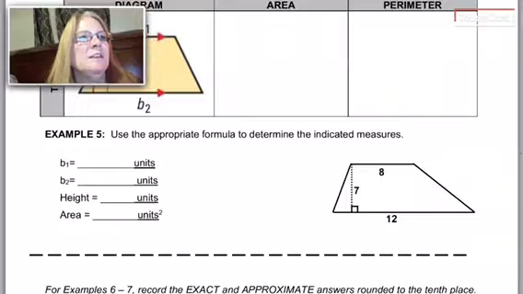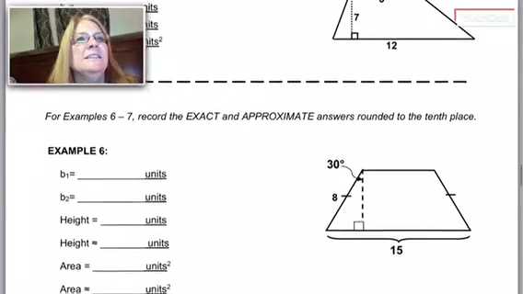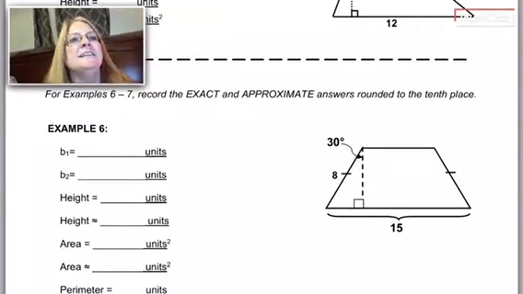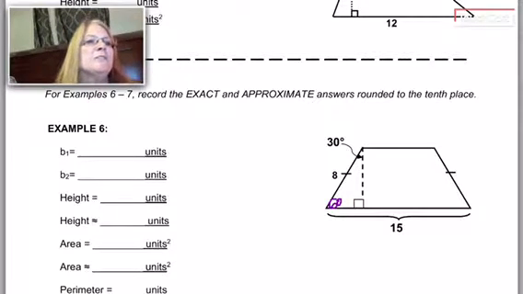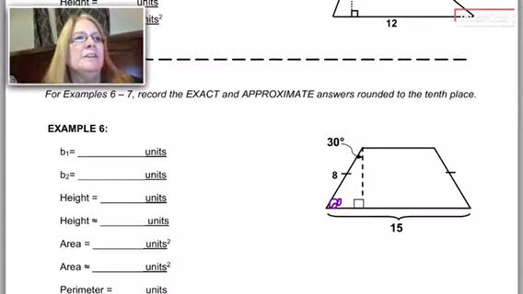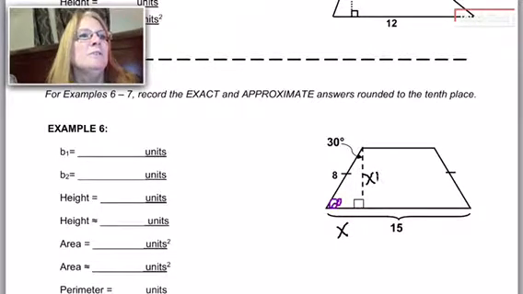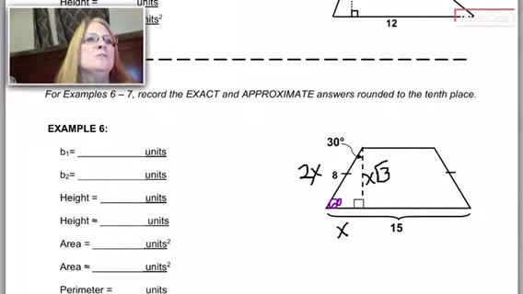Let's scroll and see what they give us next. I already see exact and approximate. Okay, and I see a 30-degree angle and a 90-degree angle. So you've got to go back to 30, 60, 90s. Okay, so in this picture, the measurement that they give us, let me go ahead and write it on here for you, is we have x, x square root of 3, and 2x. So they give us that 2x is equal to 8. So that's going to make x 4.